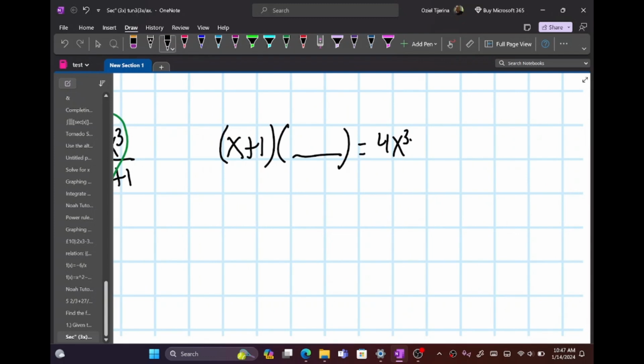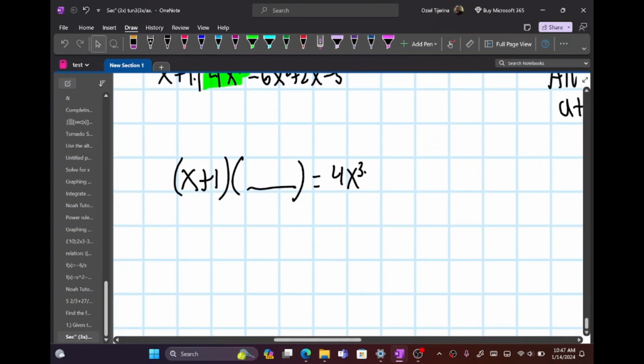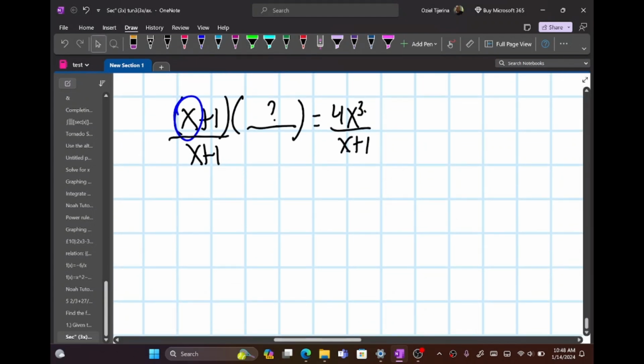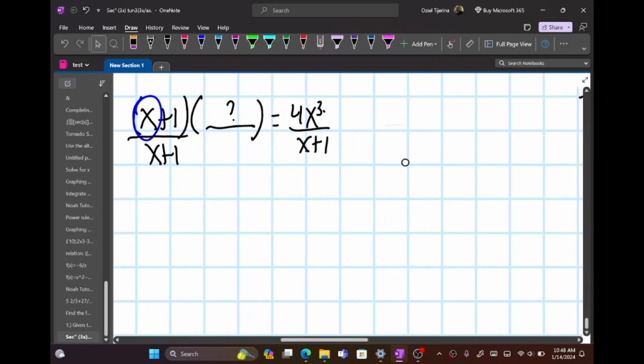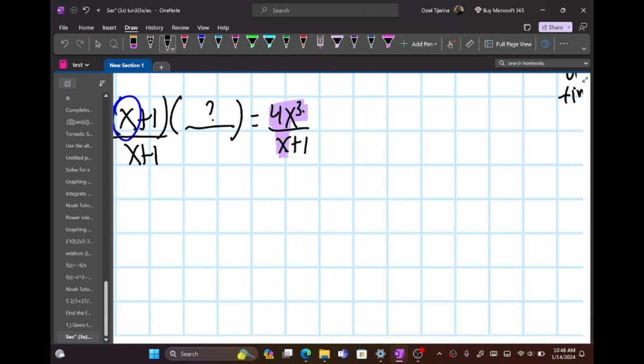Now, if you think about it very carefully, as long as you get rid of the 4x cubed, right? Look really carefully at this part. I can divide both sides by x plus 1 to know what this is. But instead of dividing this whole thing by x plus 1, I'm literally just going to be focused on this little part here. I will explain why in a minute.